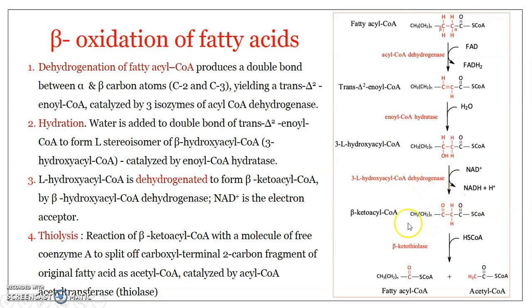Now, the last, the fourth reaction or fourth step, is the thiolysis. Here a coenzyme A is being used. So beta-ketoacyl coenzyme A combines with, or reacts with, a molecule of coenzyme A and splits off to produce, or to release, acetyl coenzyme A. So how is it being produced?